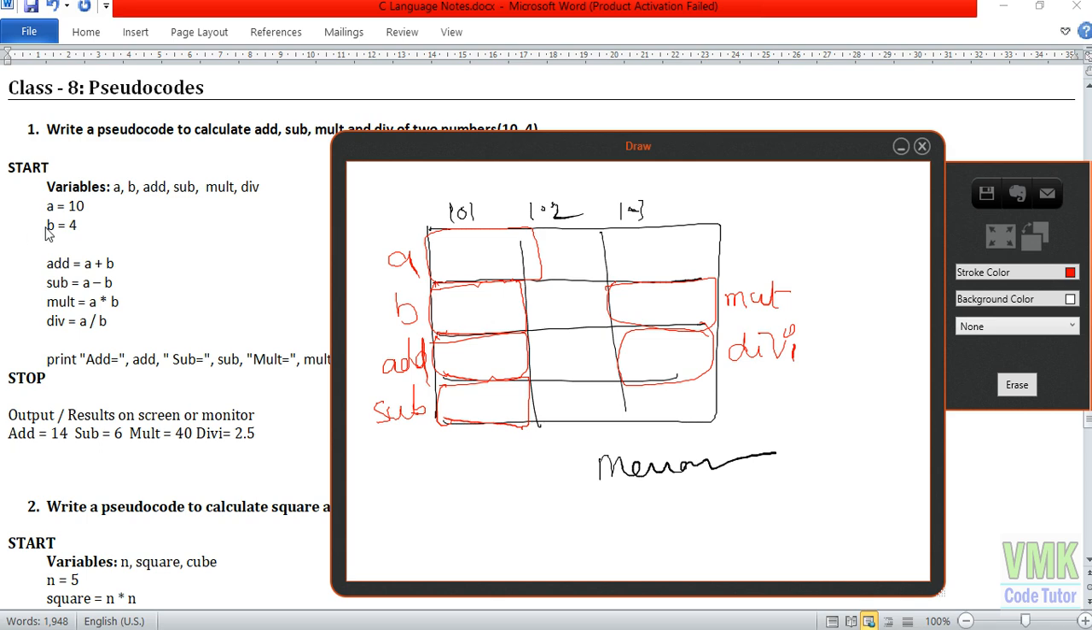Then next, A is equal to 10, which means in the memory A is stored with 10. Then B is equal to 4, which means the B variable is stored with 4. Then addition is equal to A plus B, so add is stored with A plus B.